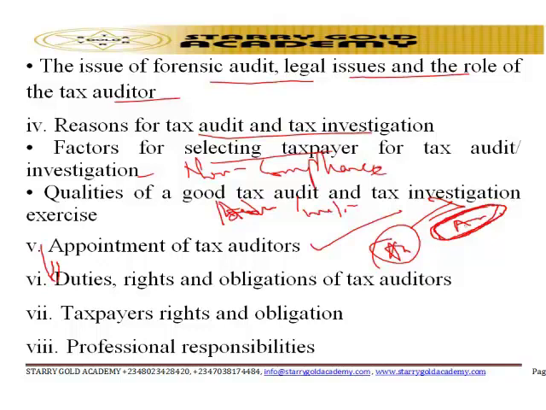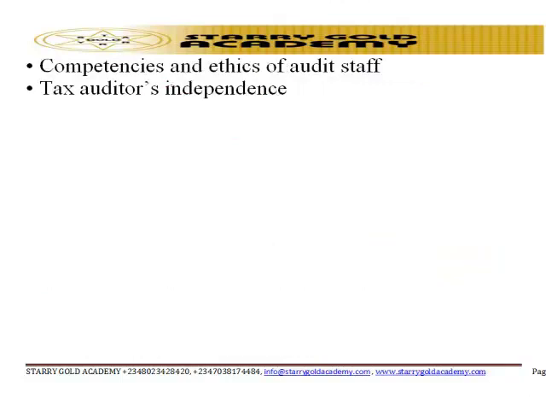Is subject to financial statements at large, because tax is just an aspect, one of the purposes for which a financial statement is prepared. While an audited financial statement might be used for other purposes, tax is one of the reasons why a financial statement is audited. So we also have taxpayers' rights and obligations and professional responsibility. What are the responsibilities of a tax auditor? Under that we'll be taking competencies and ethics of audit staff and tax auditors' independence.